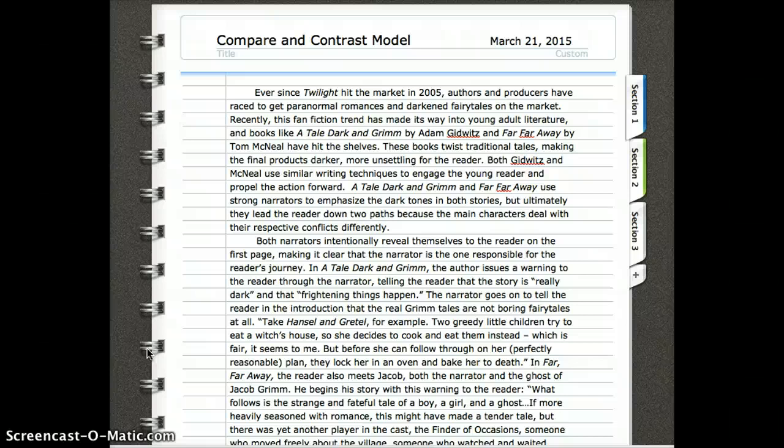Both Gidwitz and McNeill use similar writing techniques to engage the young reader and propel the action forward. A Tale Dark and Grim and Far, Far Away use strong narrators to emphasize the dark tones in both stories, but ultimately they lead the reader down two paths because the main characters deal with their respective conflicts differently. Both narrators intentionally reveal themselves to the reader on the first page, making it clear that the narrator is the one responsible for the reader's journey.